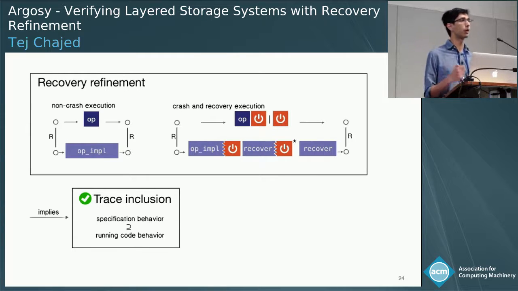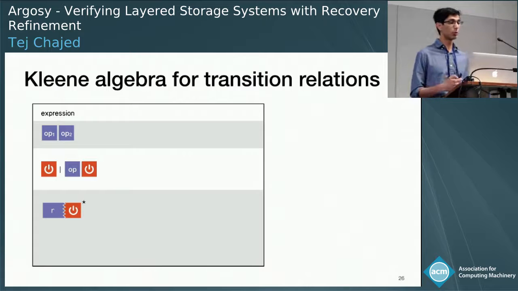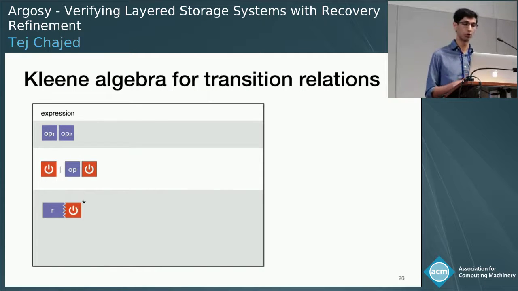So recovery refinement, as I've presented it so far, only applies to a single implementation. But the story of this talk was about modularity and layering. So we want to compose these recovery refinements as well. For that, we have a theorem that composes them. To get into this theorem, I'm first going to talk about Kleene algebra, which is the technique that we use to make these proofs more manageable, especially in Coq.